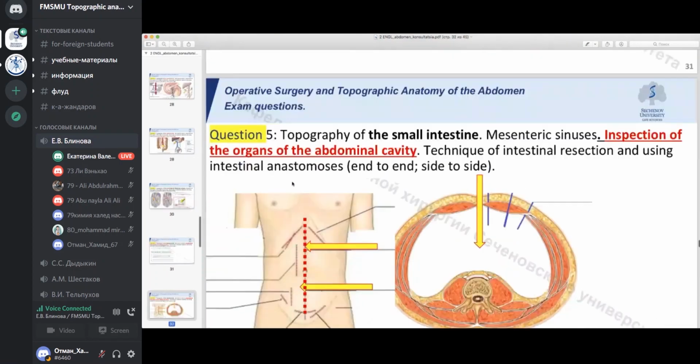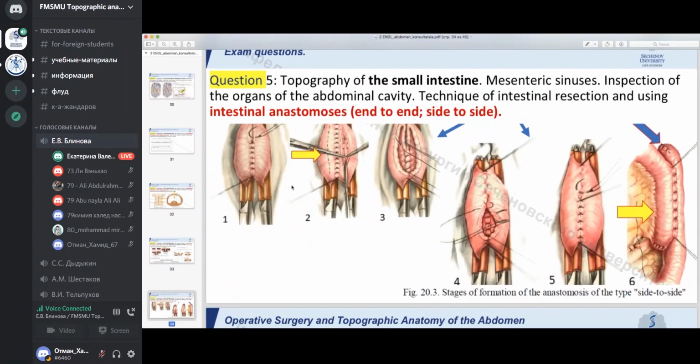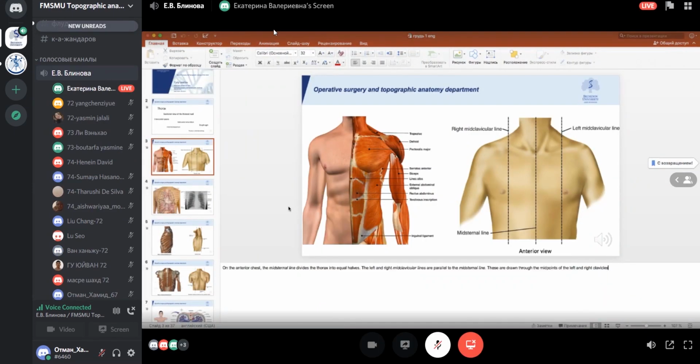The next is the technique of intestinal resection and intestinal anastomosis. As I said, there are four types of enteral anastomosis: end to end, end to side, side to end, side by side. Here you can see the side by side anastomosis. Steps of forming this anastomosis: firstly, you should close the proximal and distal ends, and secondly, the layers.